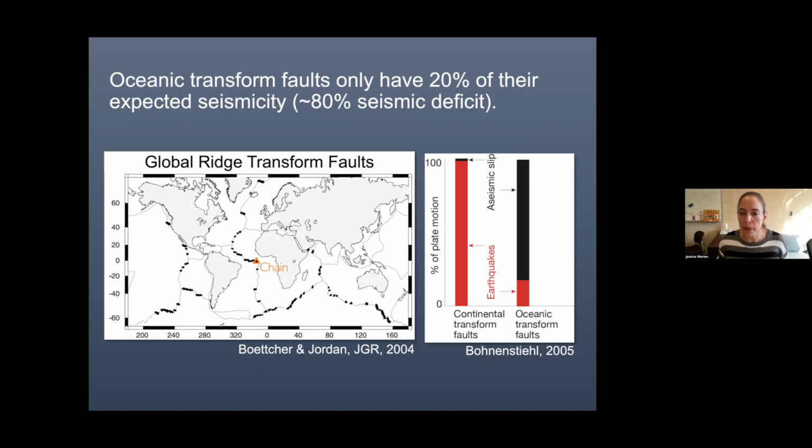Fault to fault it varies a little bit, but when you compare oceanic transform faults to continental transform faults, this is a really nice figure from Boettcher and Jordan's paper in 2005 showing that on land, earthquakes account for most of the slip on strike slip faults. But once you're in the oceans, earthquakes account for a very small proportion of that, and a lot of the movement on these faults is aseismic slip. I'm interested in rheology and how rocks deform, and so that leads me to the question of what is going on in the rocks on these oceanic faults to cause that.